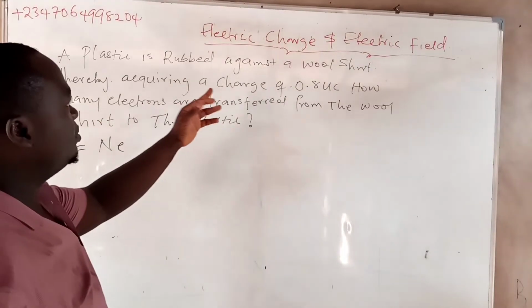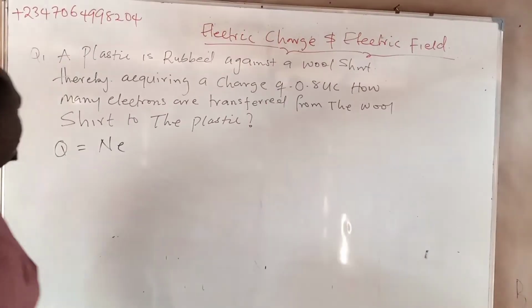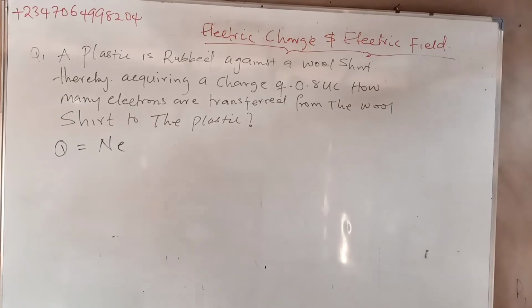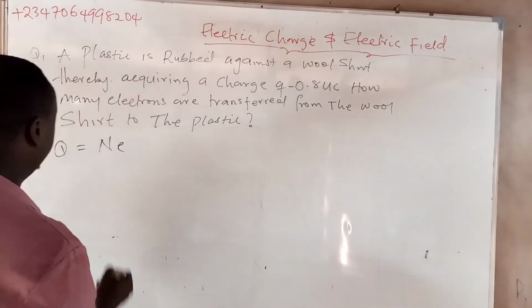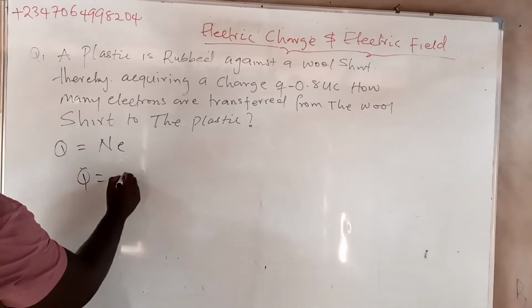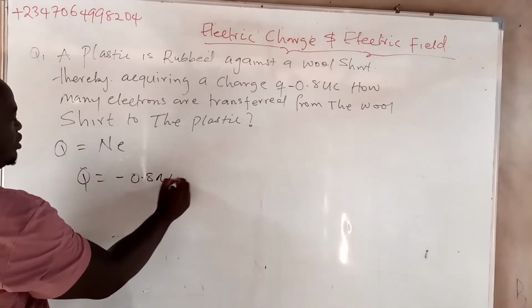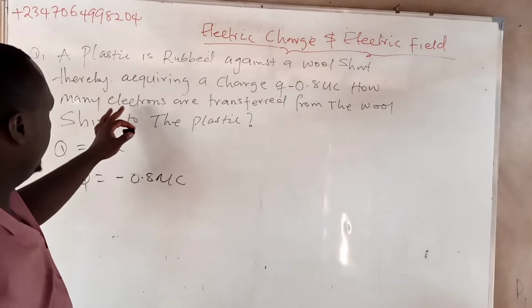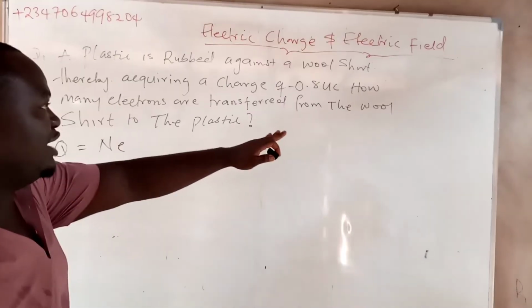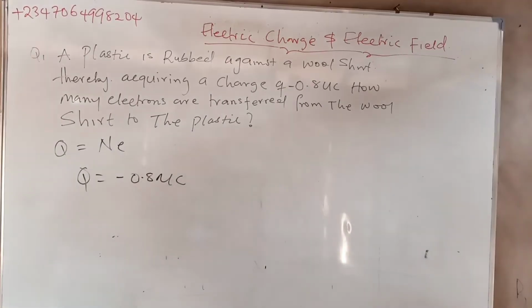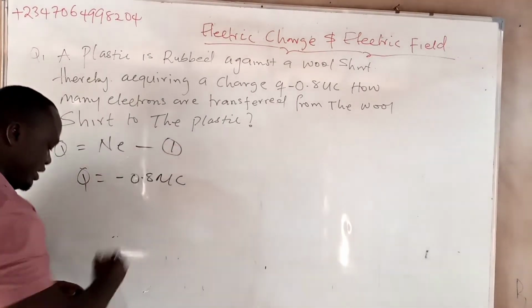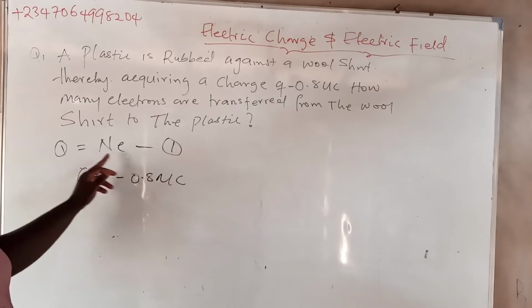Plastic is rubbed against a wool shirt, thereby acquiring a charge of minus 0.8 microcoulombs. So the charge it acquires is minus 0.8 microcoulombs. How many electrons are transferred from the wool shirt to the plastic? Now remember, from equation 1 at the board, we said that Q is equal to NE.